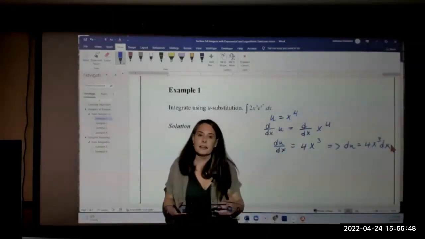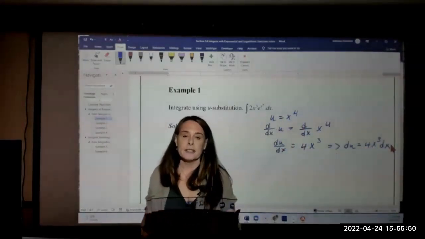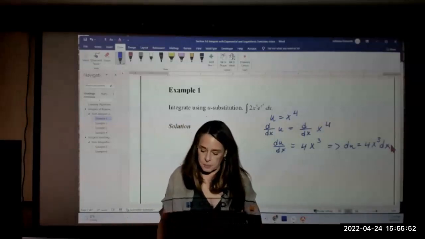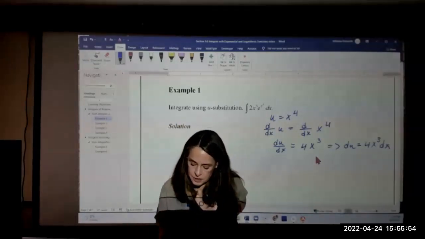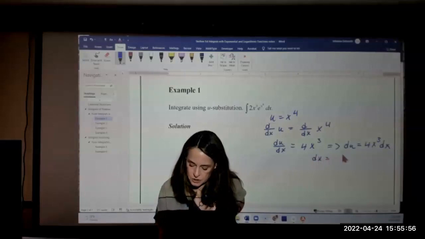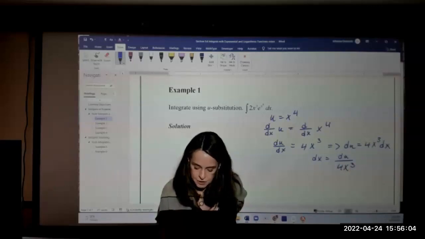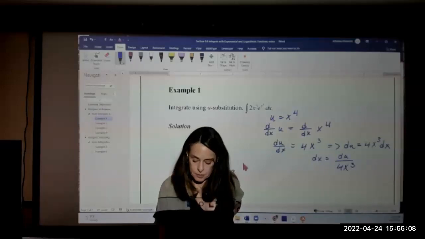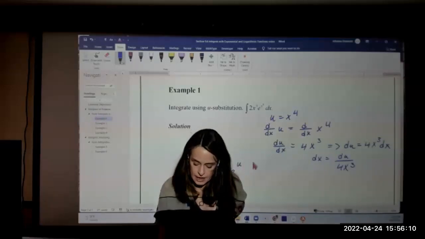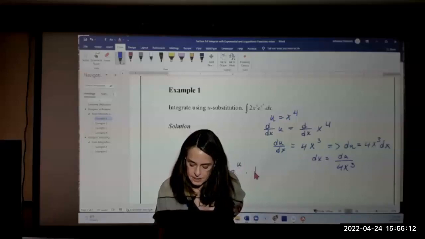What we want to do next is solve for dx, so we can substitute for dx in the expression of the integrand. So then we have dx is equal to du divided by 4x cubed. Now we substitute these into the integral. So we have 2x cubed, e to the x to the fourth becomes e to the u, and dx becomes du divided by 4x cubed.